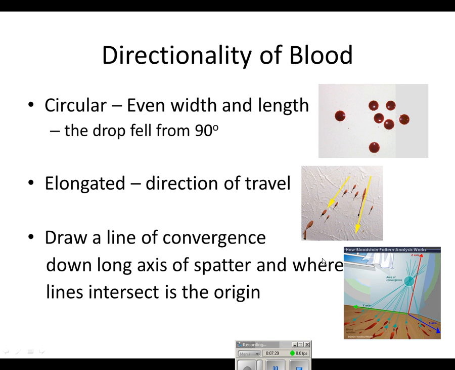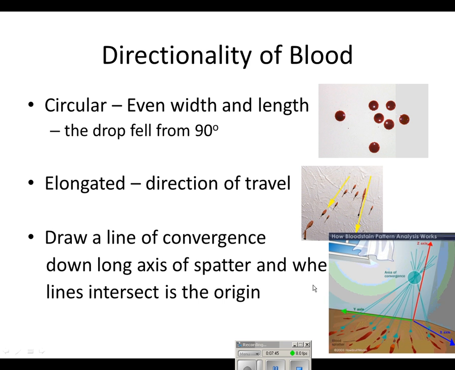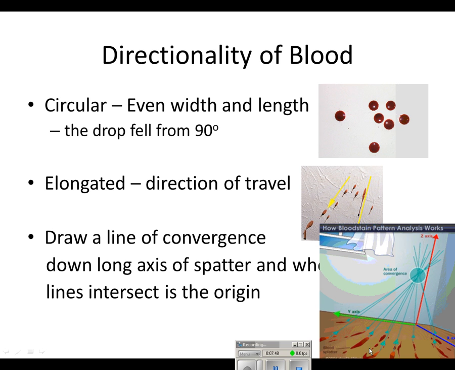Then from there, we can actually draw a line of convergence down the long axis of the spatter. So if we look at these splashes up above, we can draw a line down the middle of that in the direction of travel. And where all the lines intersect is the point of origin. So if we look at this diagram a little closer, here's your blood pattern on the bottom. And if we draw a line down the middle and we figure out the angle, we attach some strings. Where they all intersect, this is where the victim was standing when they were injured.